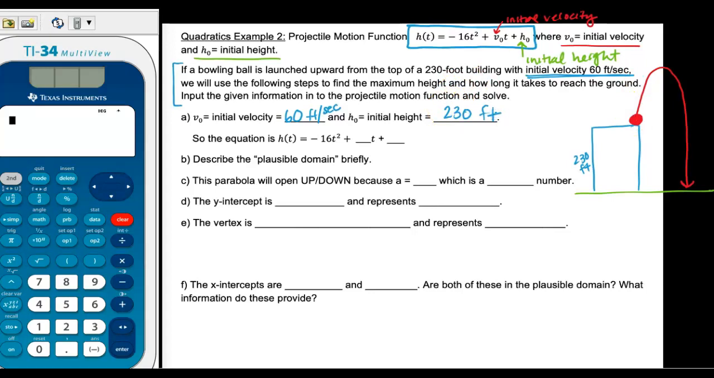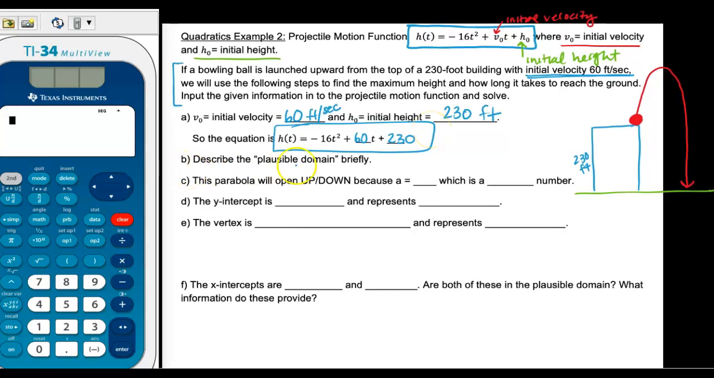Okay, so then we can take those numbers and plug them into the formula where they go. Above here, we talked earlier about how v sub 0, that's initial velocity, goes before the t. So I'm just going to put 60 before the t, and I'm going to put 230 at the end because the height goes at the end. And so now we have our completed equation. The beginning equation was sort of the shell, or the template, that you use for projectile motion, but we have a completed equation with our exact numbers from our problem.